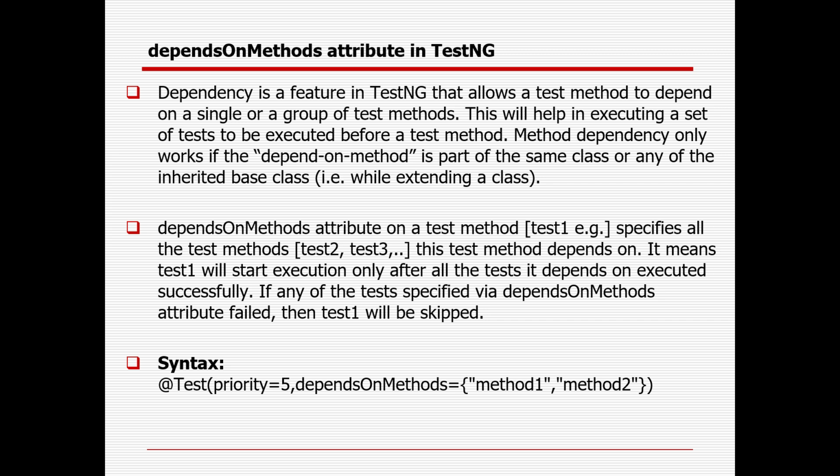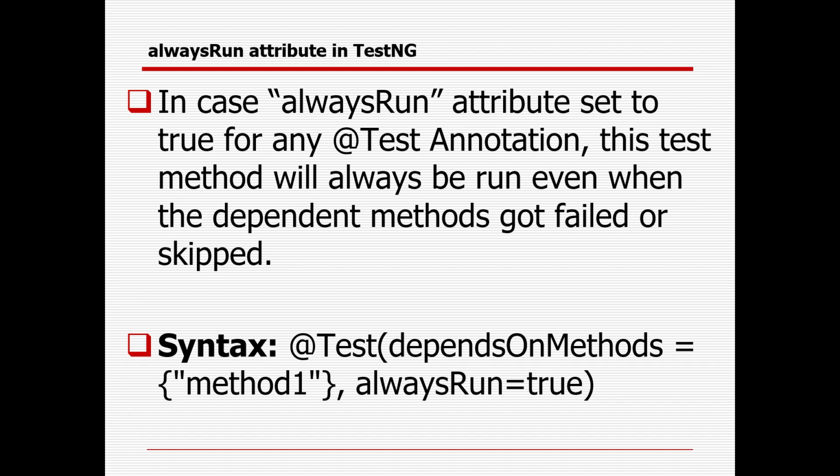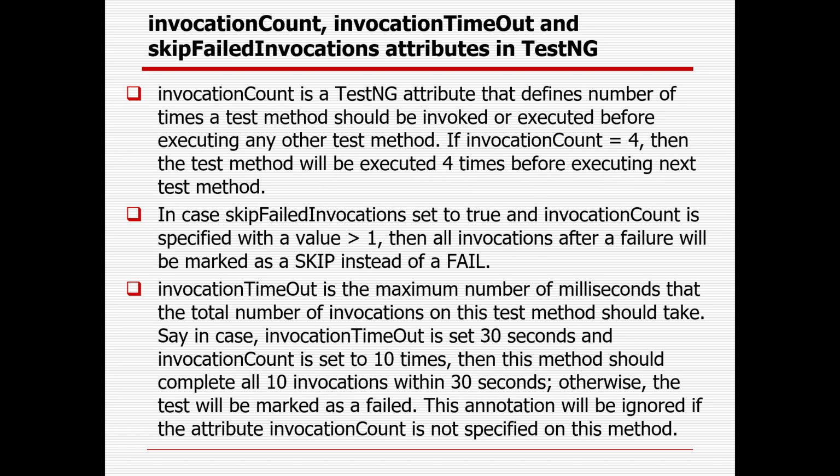Okay, in case you want to make something dependent, you can make it dependent so that if your original test case fails, your dependent test case will not be executed. It will be completely skipped instead of failing, and instead of wasting your time. But in case you still want to forcefully execute the dependent test case, you can set the alwaysRun attribute equal to true. Invocation count: in case you want to execute the same test case n number of times, you can use invocationCount n. But in case one test case fails and you don't want to waste time, or you don't want to re-execute the other iterations, you can use skipFailedInvocations, so that it will never execute them.